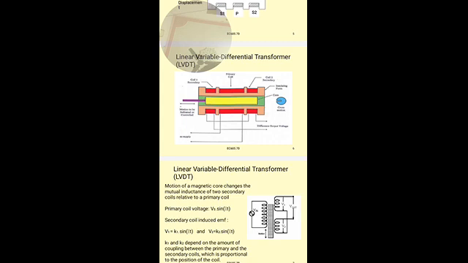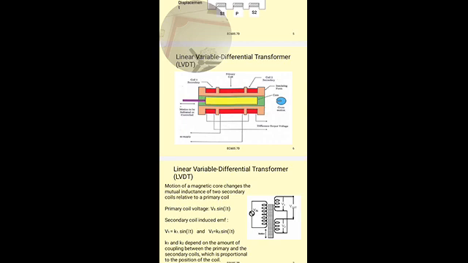Now when the core is at the center, the output voltage will be 0. Equal EMF will be induced in the two secondary windings from the primary to the secondary. The flux linkage will be the same, so it is going to induce the same voltage at the secondary windings S1 and S2. Therefore the two secondary voltages will be the same and have opposite phase.